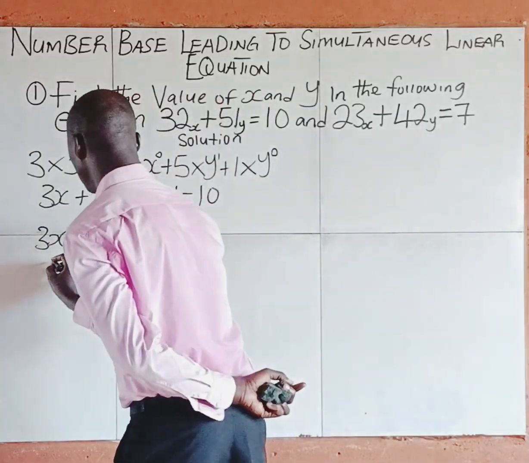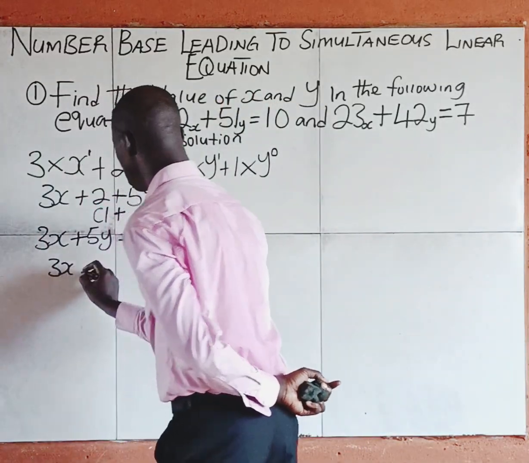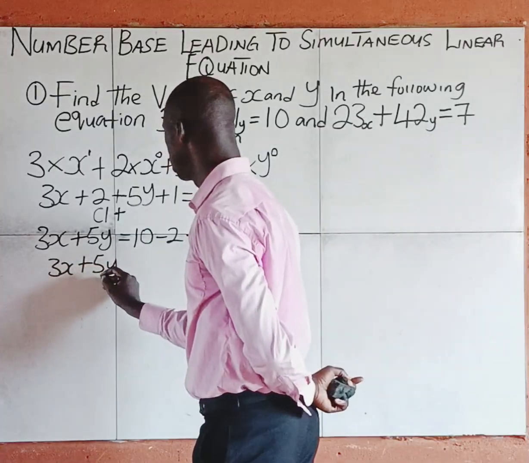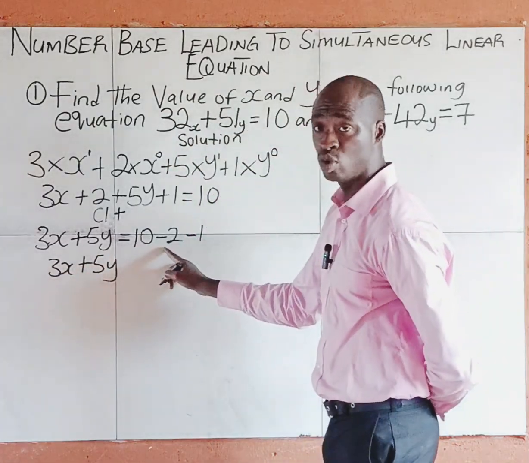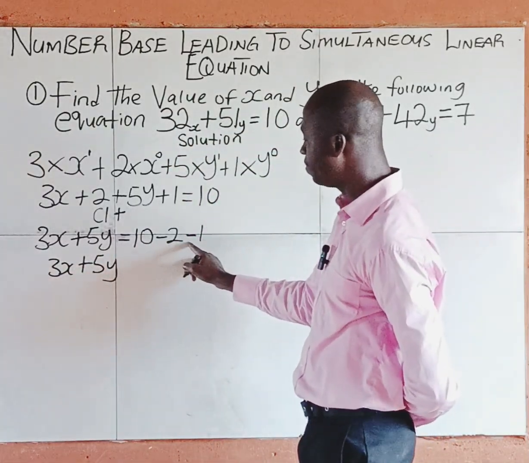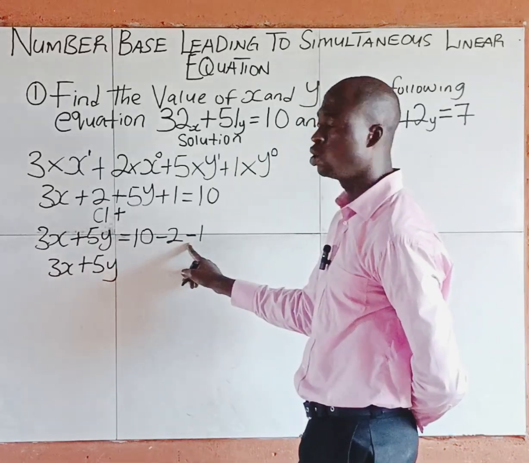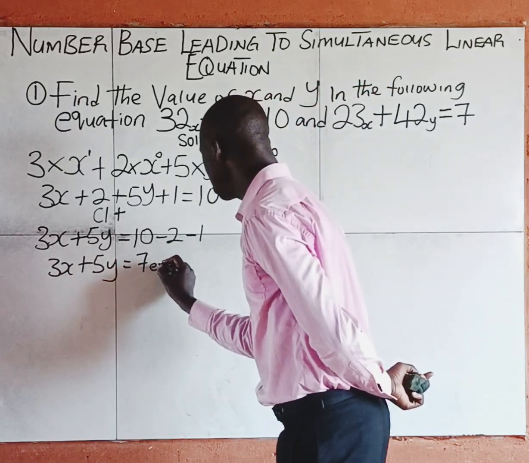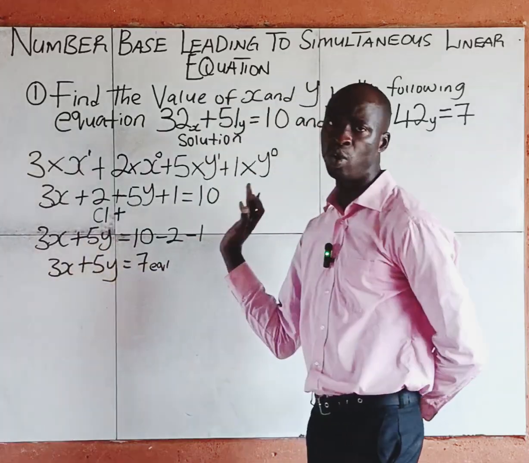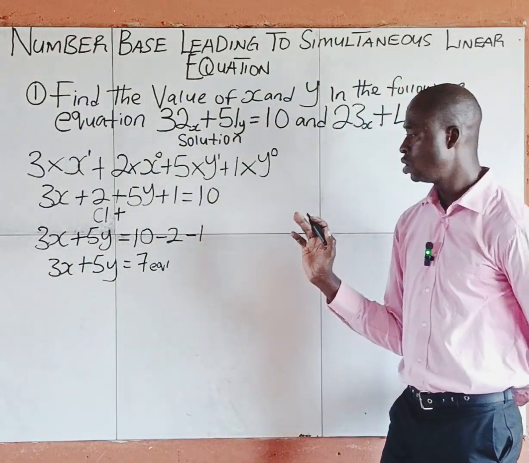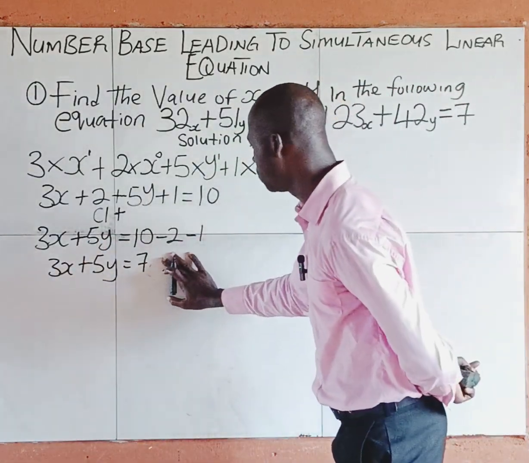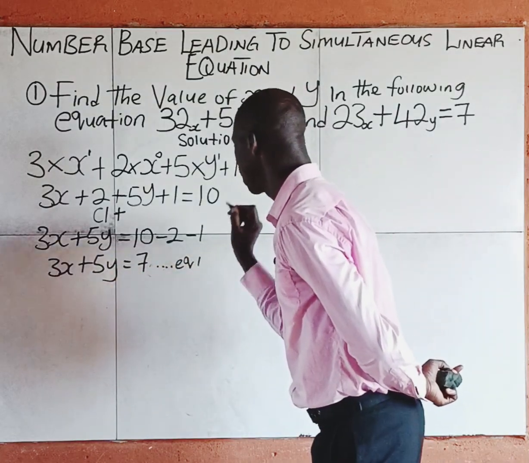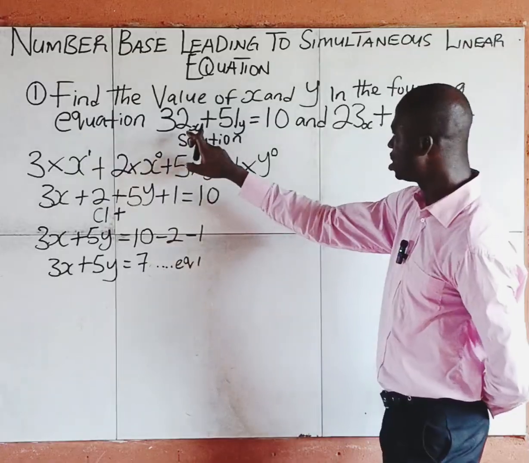At the end of the day, what I'm simply going to have here becomes 3x plus 5y. 10 minus 2 will give us plus 8. Plus 8 minus 1 will give us plus 7. So here is simply going to give me 7. And I will call this EQ1. We'll call it equation 1. Can you see for yourself? You are going to call this EQ. Let me give a space. I'm going to tag it equation 1. So we are through solving for this.